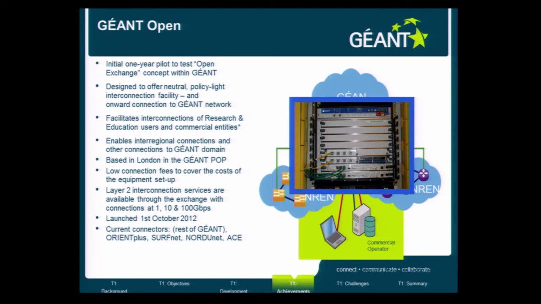So currently there is a connection coming in from China, the Orient Plus link, a 10 gig connected there. SurfNet and NorduNet are connected to the exchange point, and the ACE link is connected, which is going to mainland New York. So these are the existing participants. We can support 1 gig, 10 gig or 100 gig connections as required, but currently there are only 10 gigs on it because there are not many connectors here.